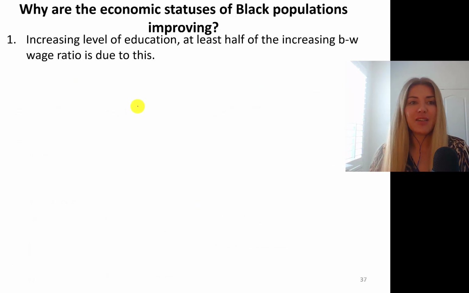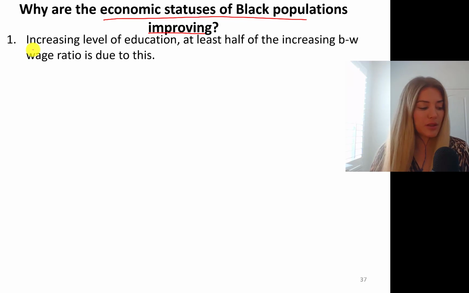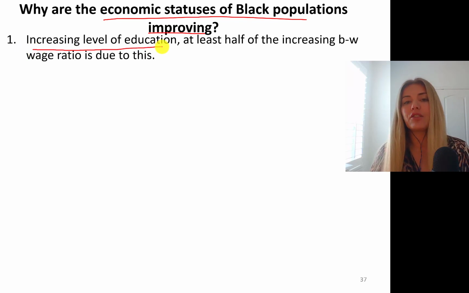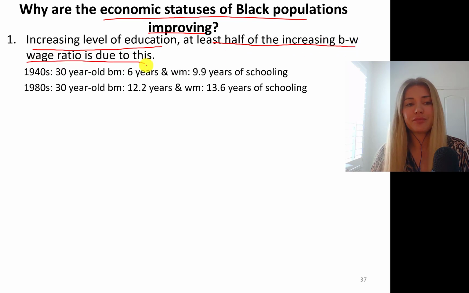Okay, why is the economic status of black populations improving? Relative improvement, right? I'm not saying it's perfect, but it's been improving. One reason is the increasing level of education. At least half of the increasing black-white wage ratio is due to this.